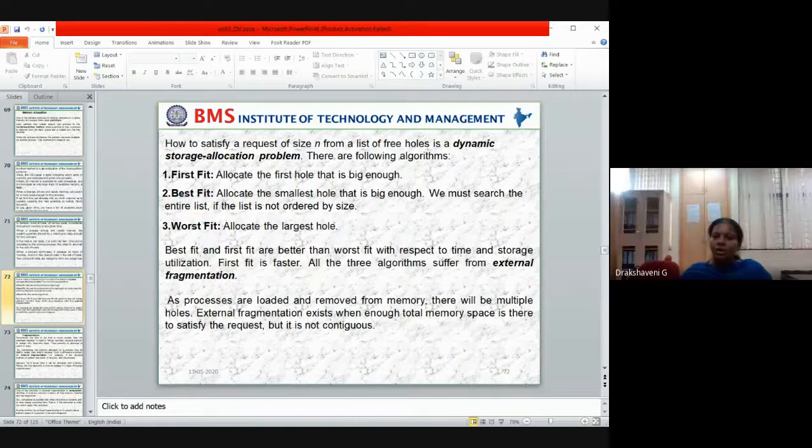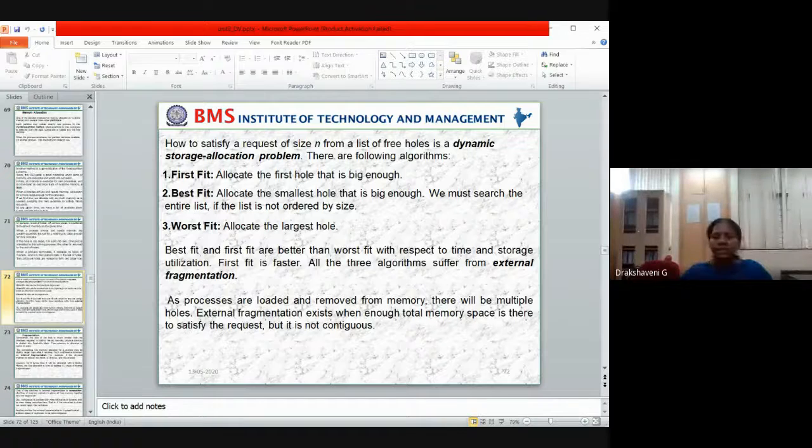First fit: allocate the first hole that is big enough. Best fit: allocate the smallest hole that is big enough. We must search the entire list if the list is not ordered by size. Worst fit: allocate the largest hole. Best fit and first fit are better than worst fit with respect to time and storage utilization. First fit is faster. All three algorithms suffer from external fragmentation.